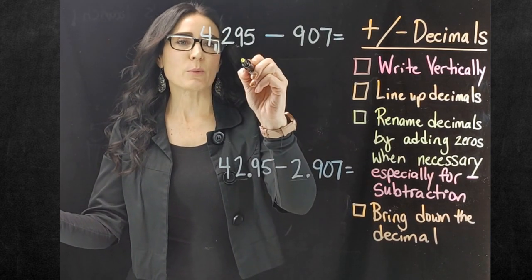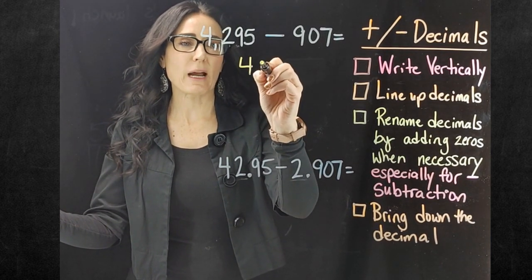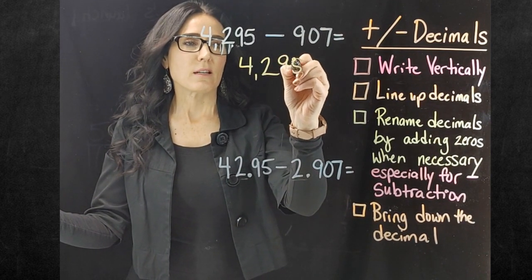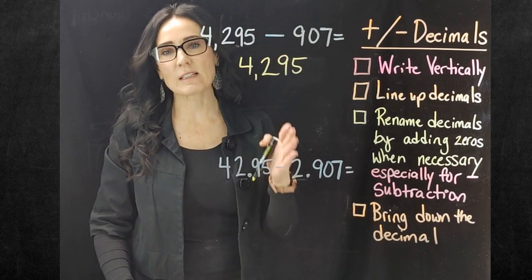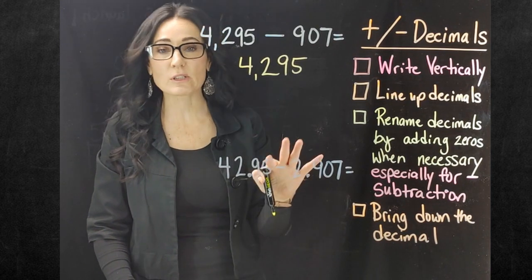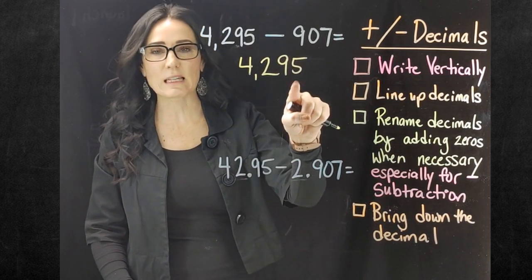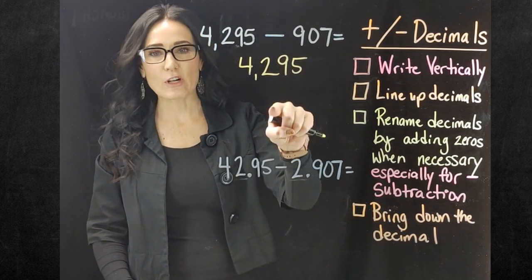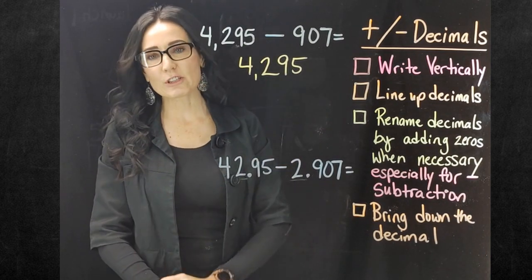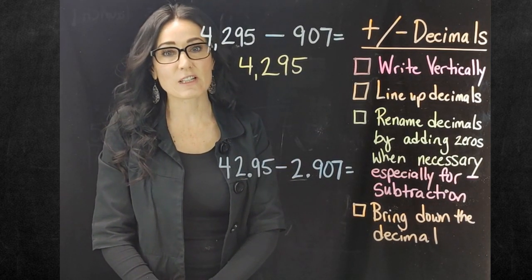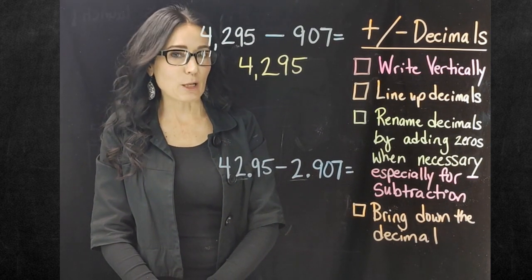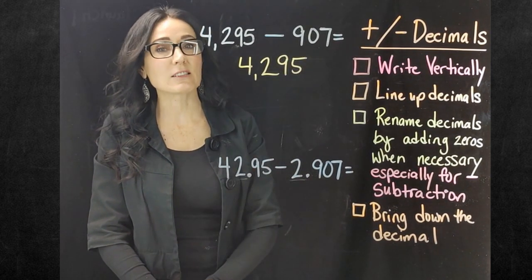One thing that we know is when we have a whole number and you're subtracting, you want to line up your tens, your ones, and your thousands and your hundreds all together. So you want to make sure you put all your ones together, your tens together, your hundreds, and your thousands. So this first number reads 4,295. Our second number only reads 907.